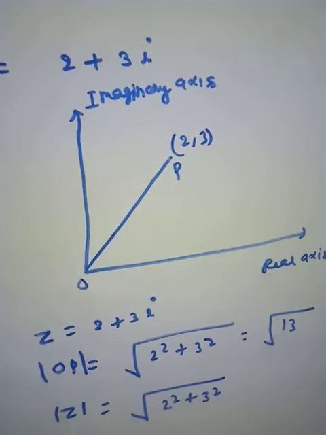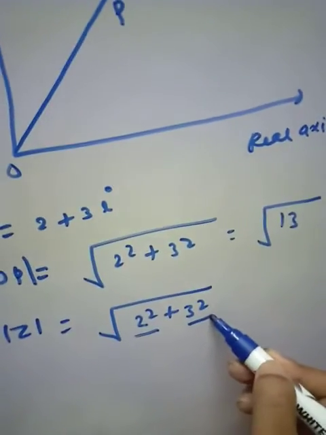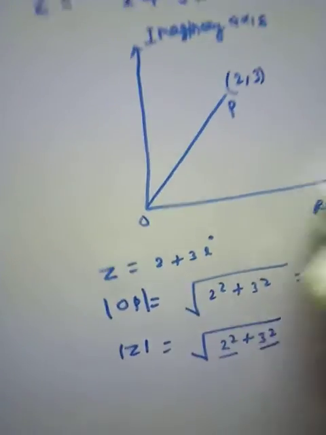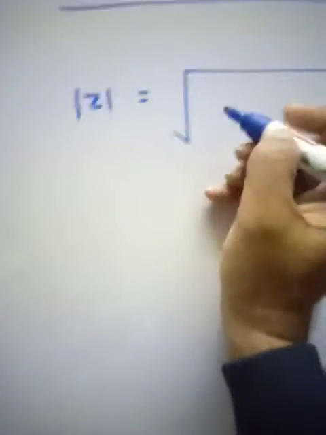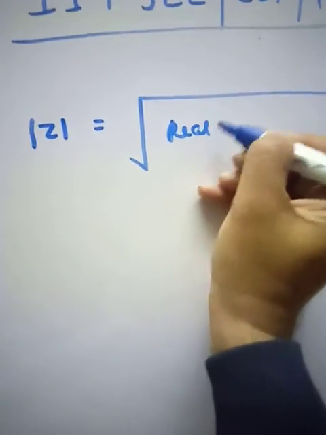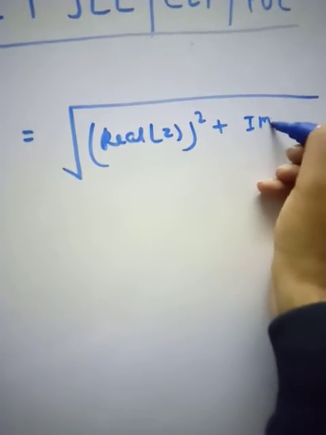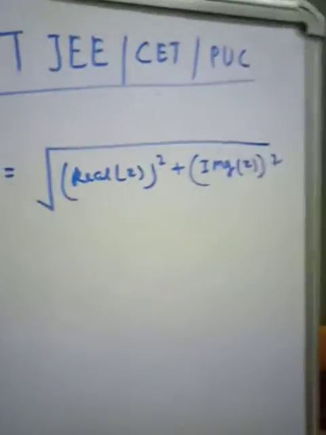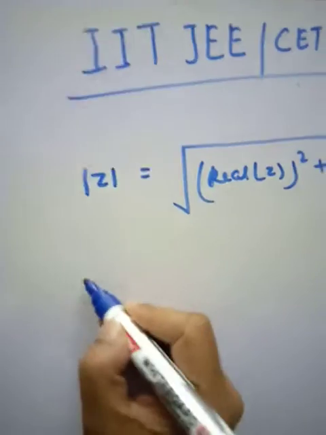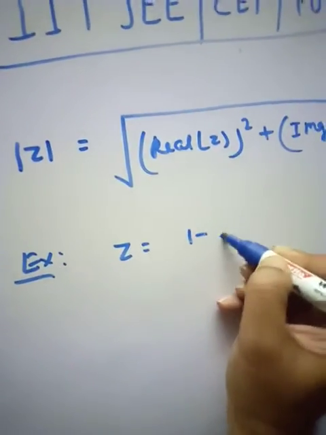How do we find the magnitude of the complex number? The real part whole square plus the coefficient of the imaginary part whole square. So what formula did we get? The magnitude or modulus of z means, the general formula, the square root of real z whole square plus imaginary z whole square. We find the magnitude of the complex number using this formula.